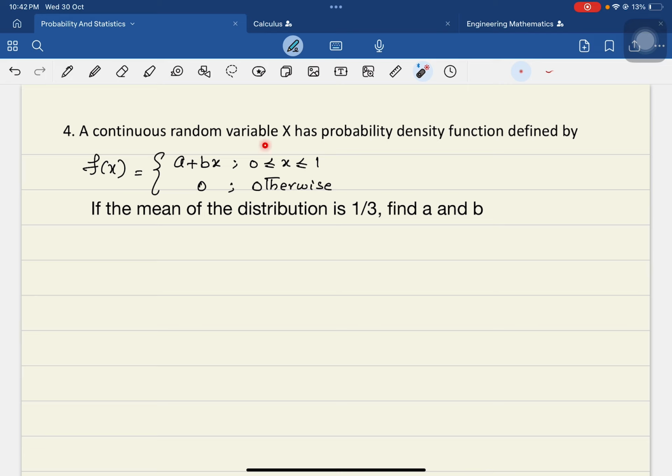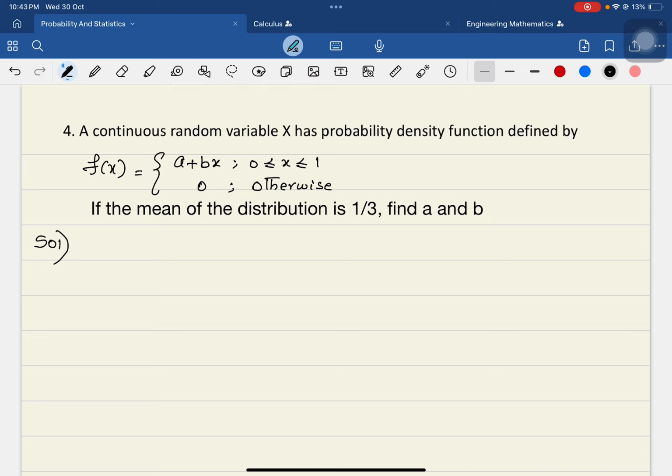A continuous random variable x has the probability density function defined by f of x is equal to a plus b times x for x lying between 0 and 1, and otherwise the value of the function is 0. If the mean of the distribution is given as 1 over 3, find the values of a and b. That is the problem. So let us now see how to proceed to solve this problem.